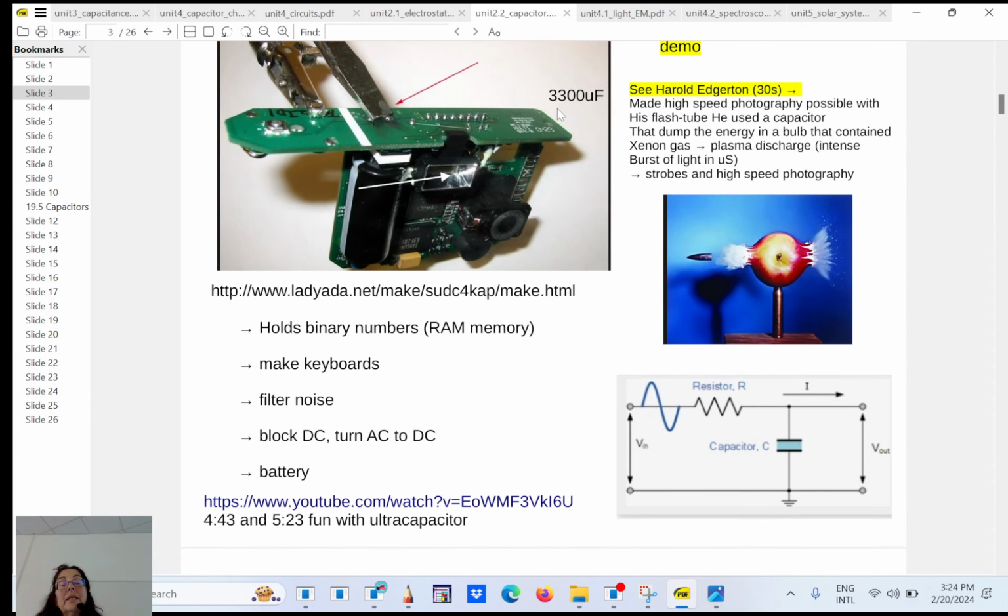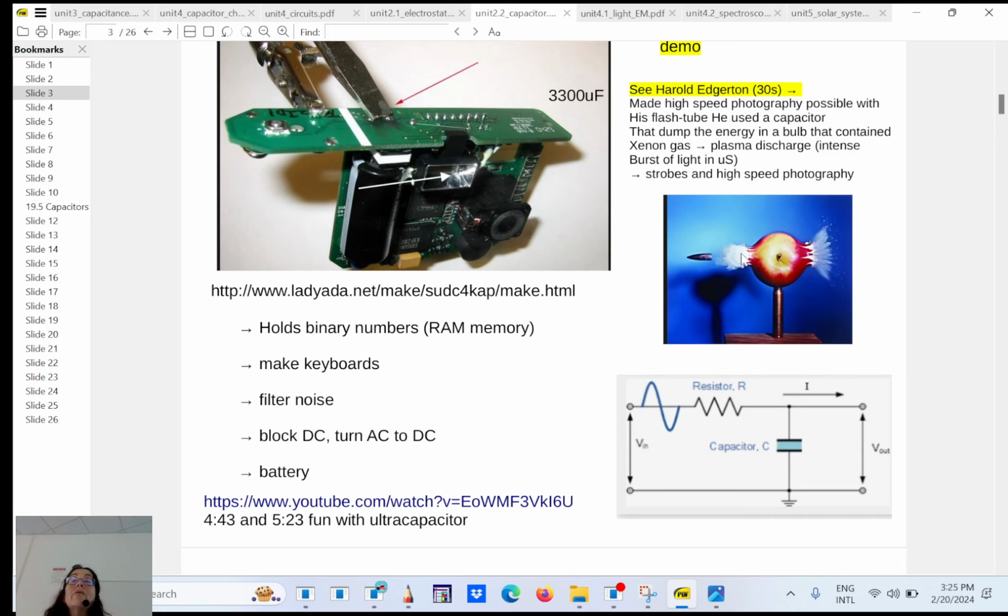If you want to get a capacitor, you can open a portable camera and they have a huge capacitor inside of 3300 microfarad. So that will be the capacitance. Because all that energy, you're going to charge your capacitor and it will be discharged into a flash. It's like a small plasma tube, and all that energy will go into light.